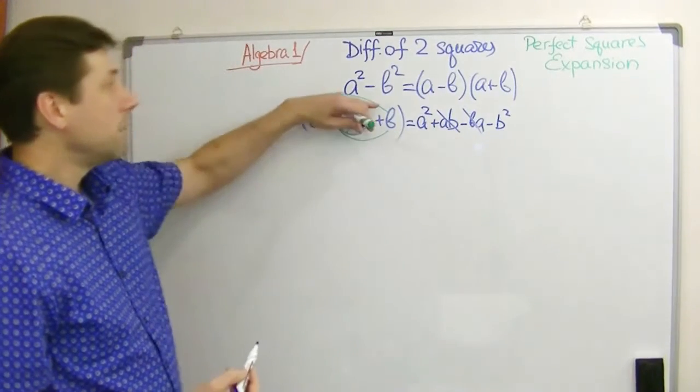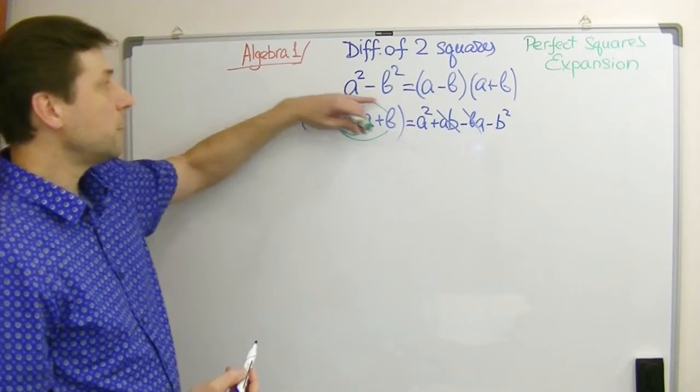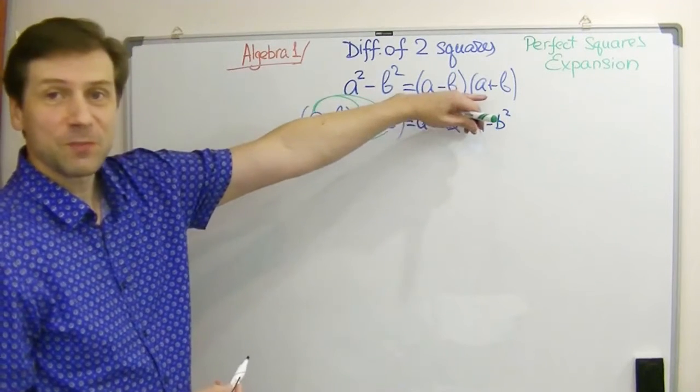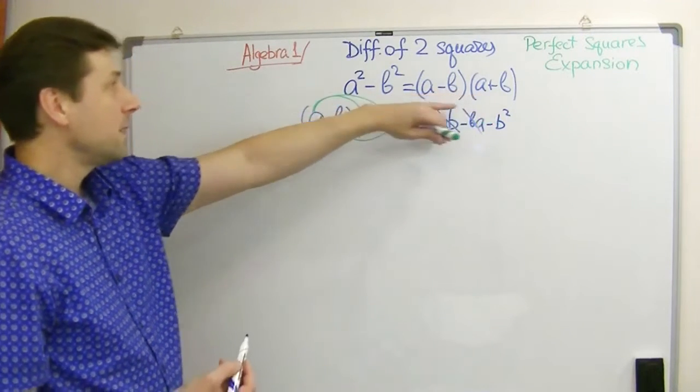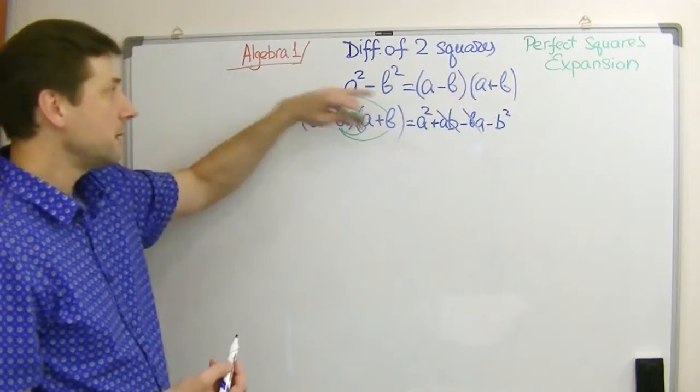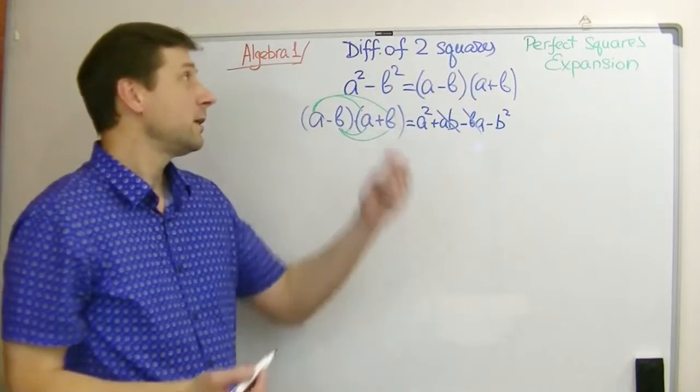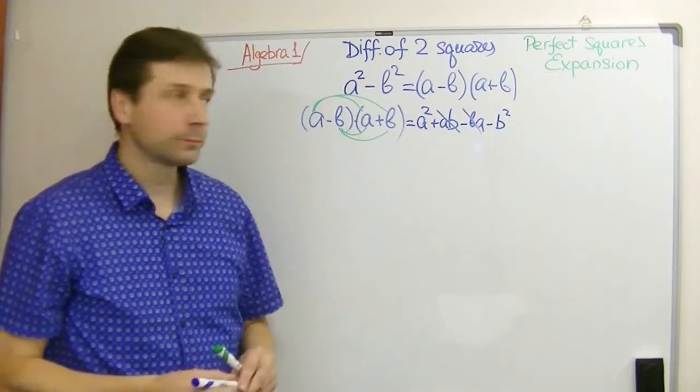And we come to this formula: a squared minus b squared equals this multiplication, okay? The product of this multiplication is a squared minus b squared. So this is the difference of two squares.